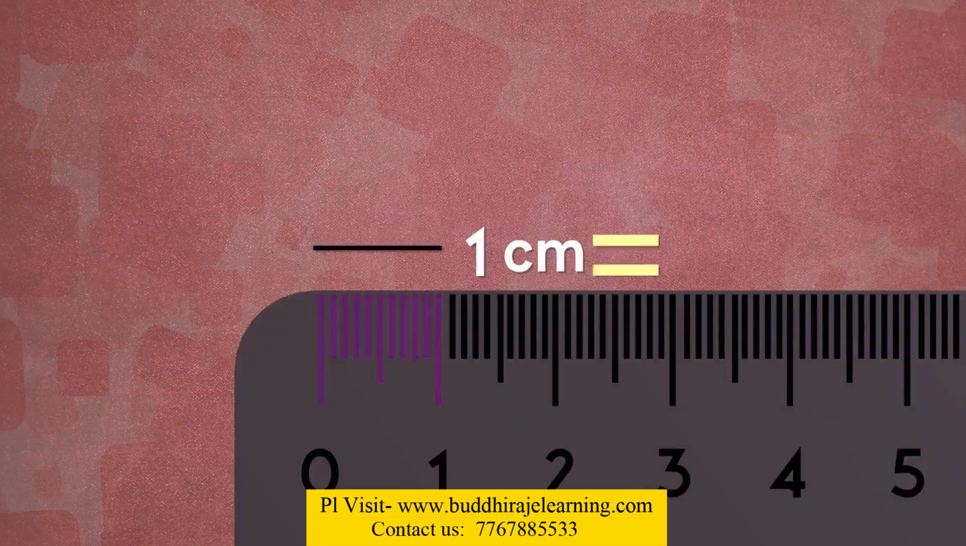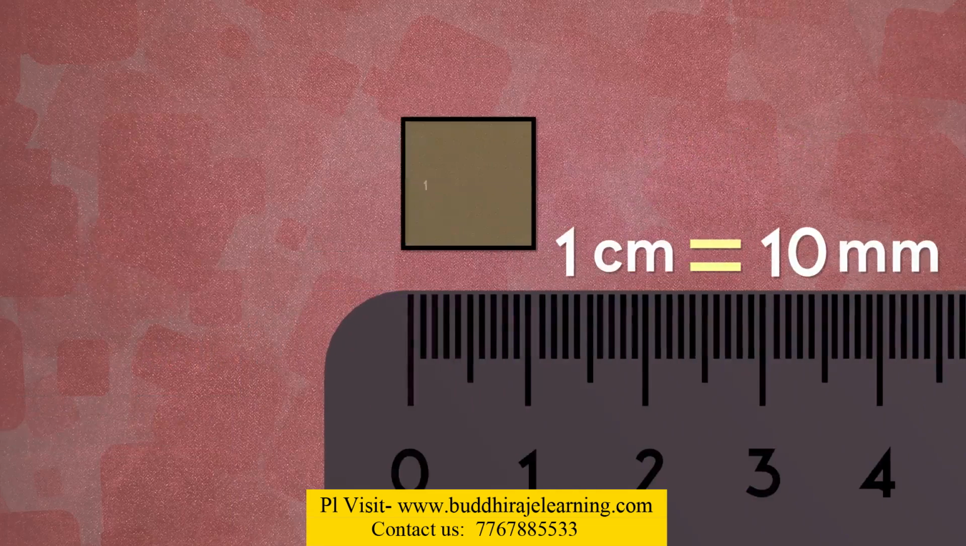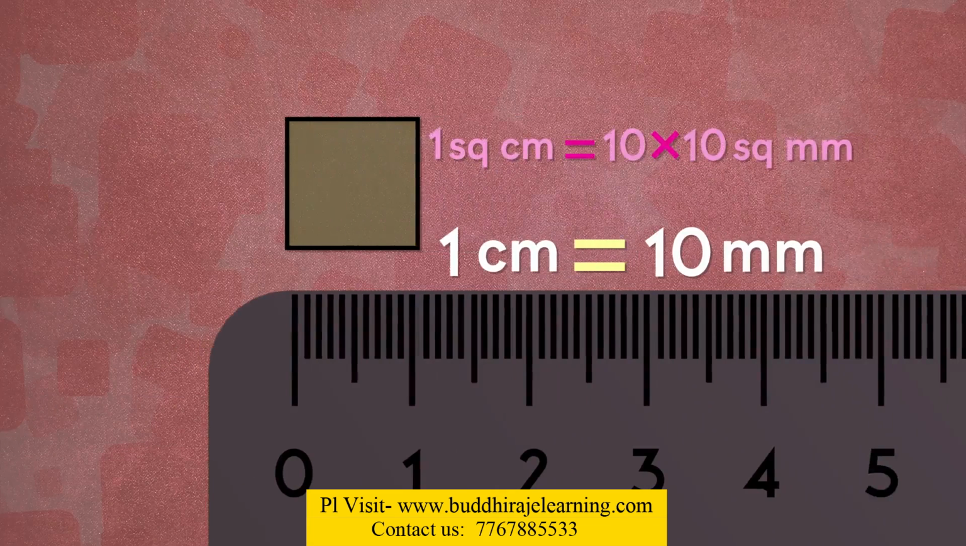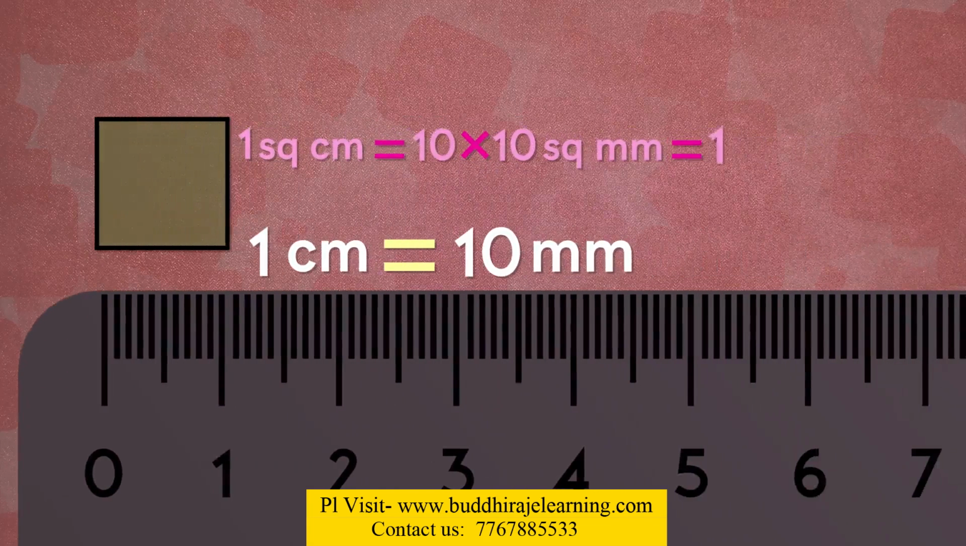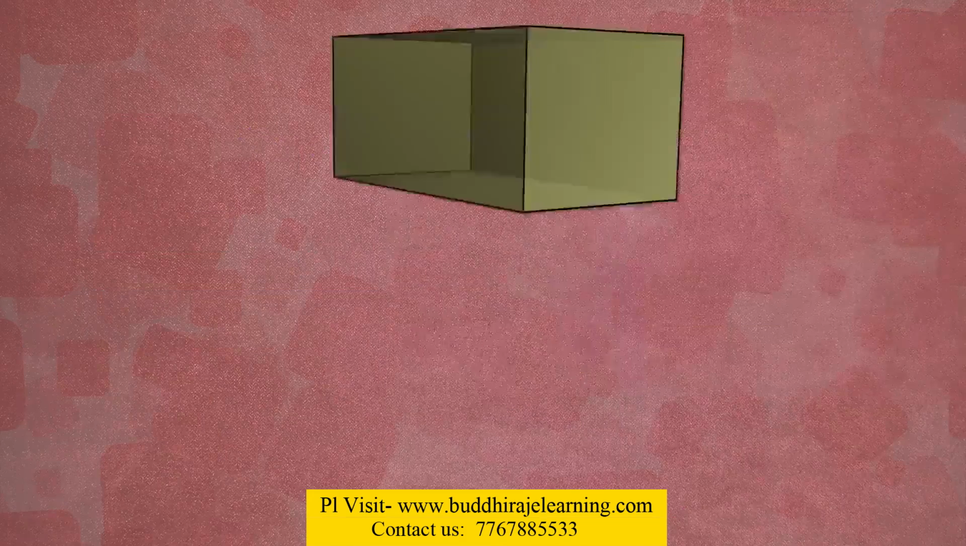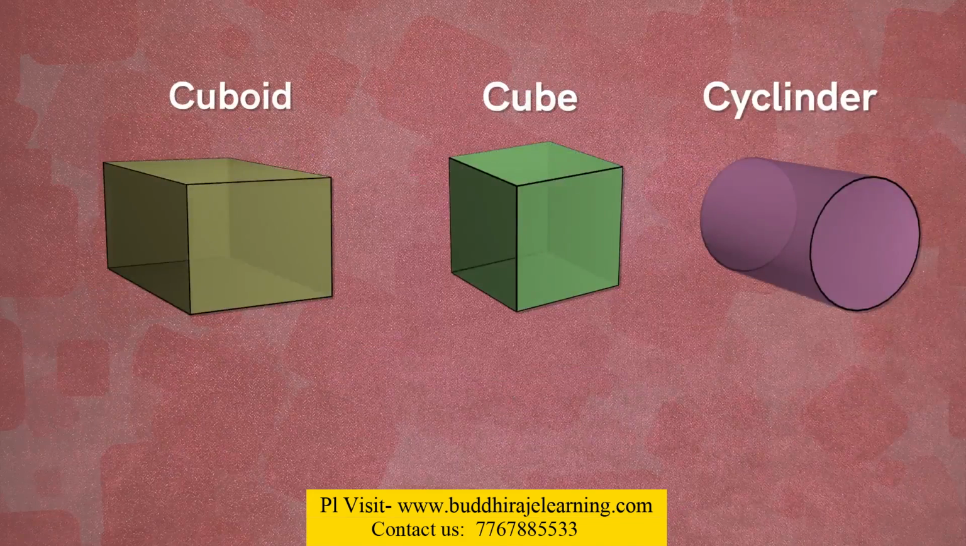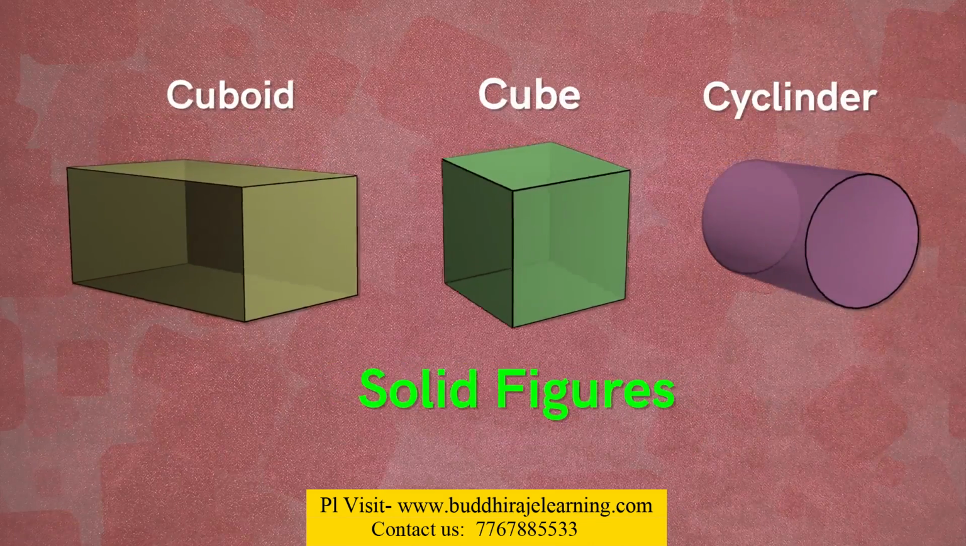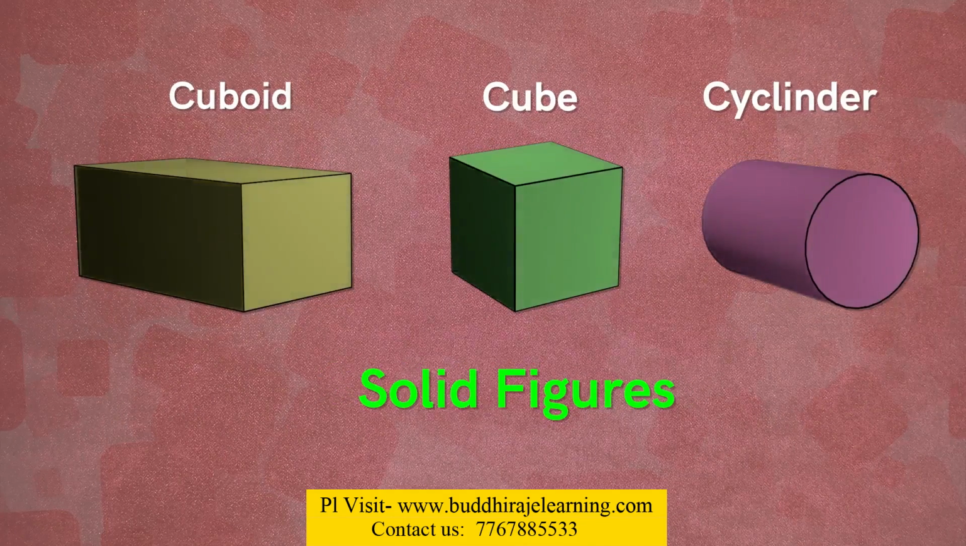1 centimeter is equal to 10 millimeters. 1 square centimeter is equal to 10 into 10 square millimeters, which is equal to 100 square millimeters, which is equal to 10 raised to 2 square millimeters. Cuboid, cube, cylinder, etc. are three-dimensional solid figures. These solid figures occupy some space. The measure of the space occupied by a solid is called the volume of the solid.